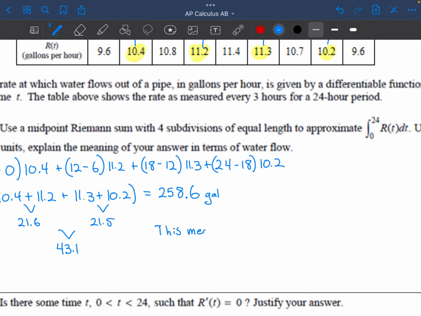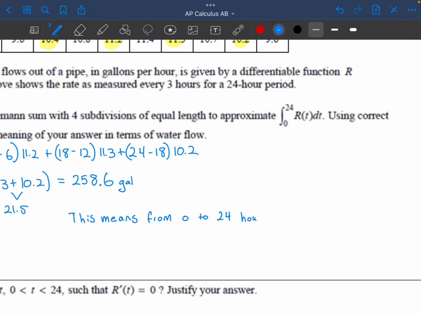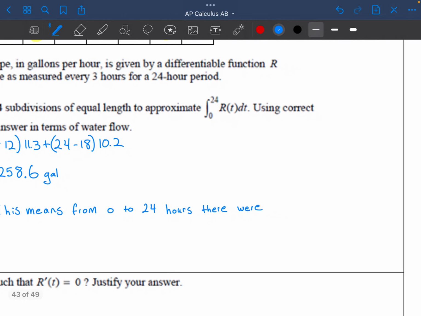This means, and I can spell, this means from 0 to 24, are we in hours? Yeah, hours. From 0 to 24 hours, there were, and I basically want to say 258.6 gallons, and then I need to somehow say of water flow. Yeah, I'm just going to say 258.6 gallons of water flow. It sounds kind of funky, but I'm using the word water flow.